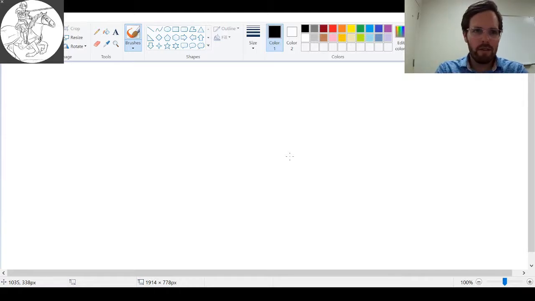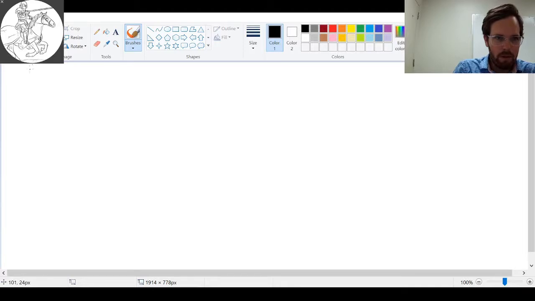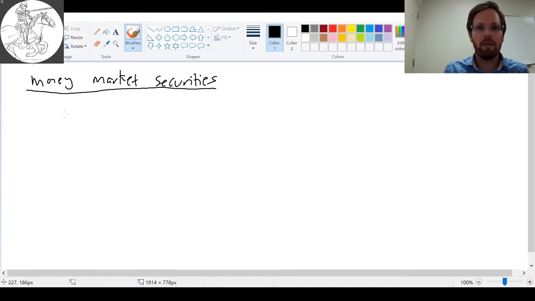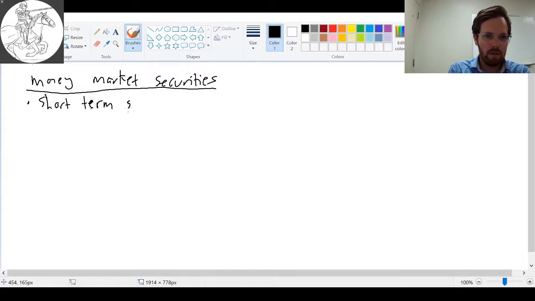The first thing we're going to talk about is the money market. Let's write that down here. Let's write money market securities. Money market securities are essentially any security that matures in less than a year. Sometimes you hear people say less than 270 days, but for all intents and purposes, it's simply short-term securities that mature in less than 1 year.